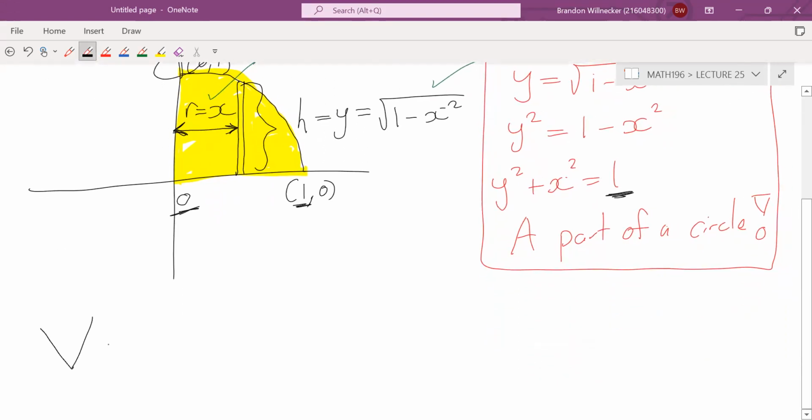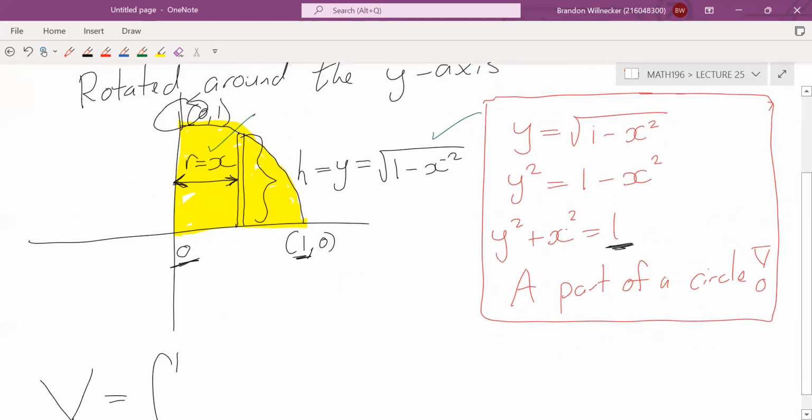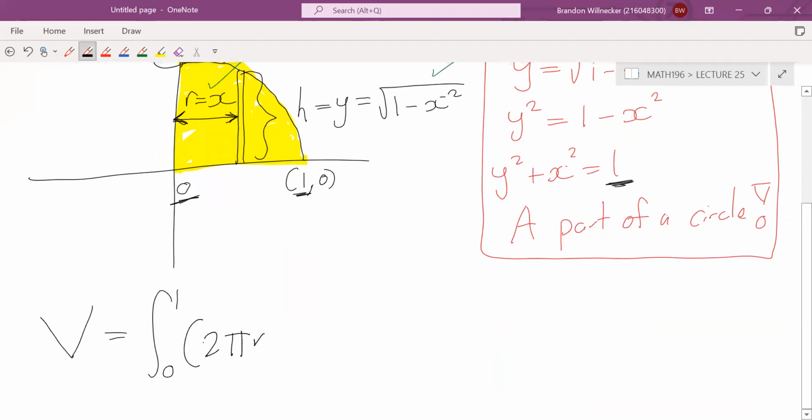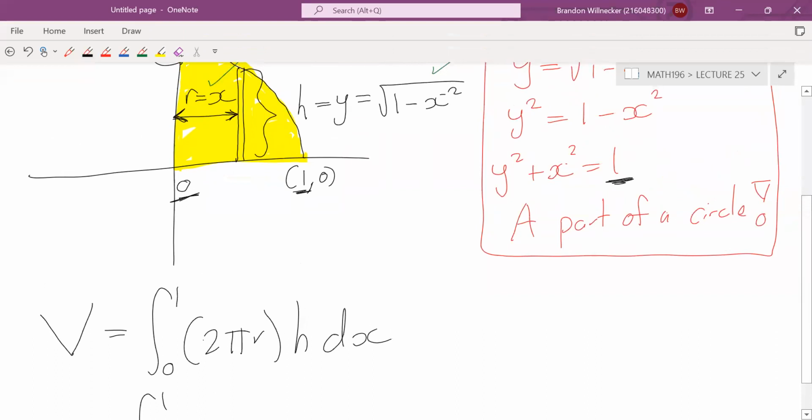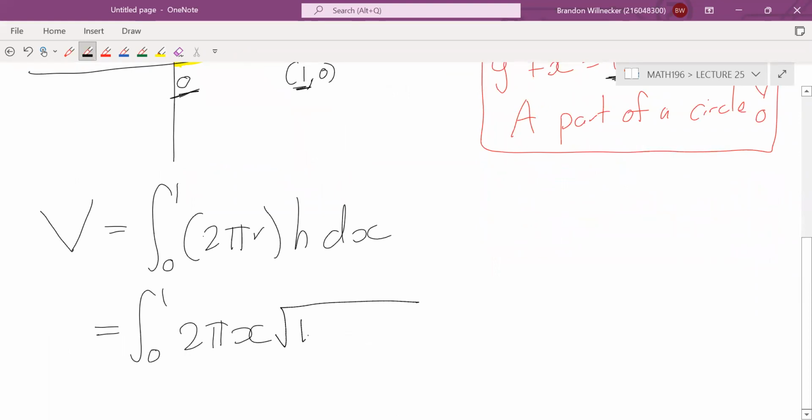Okay, so the volume is equal to the integral from 0 to 1, 2 pi r. Okay, remember the formula, 2 pi r times h dx. That's our thickness. So this is going to be the integral from 0 to 1, 2 pi x, because that's the radius. And then the height is the square root of 1 minus x squared, dx. Okay, so we see we've got some function x times the square root of 1 minus x squared.